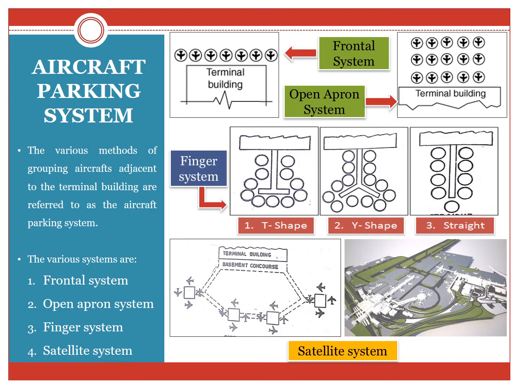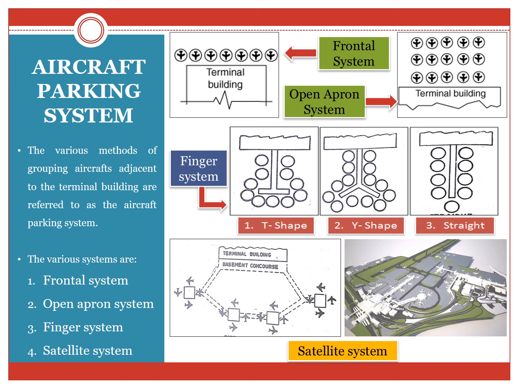Next, moving across to the aircraft parking system. The various methods of grouping aircraft adjacent to the terminal building are referred to as the aircraft parking systems. These are of 4 types: the frontal system, the open apron system, the finger system, and the satellite system. Now, I have shown you all the figures, right? The frontal system, open apron system, finger system, and the satellite system.